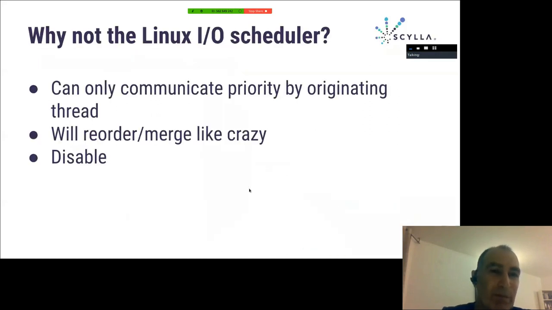How sophisticated is the scheduler in terms of what metadata are you exposing about the things in the queue? Like, I'm reading this file or this offset, and I have this priority. Do you go any deeper than that, or is it pretty simplistic?